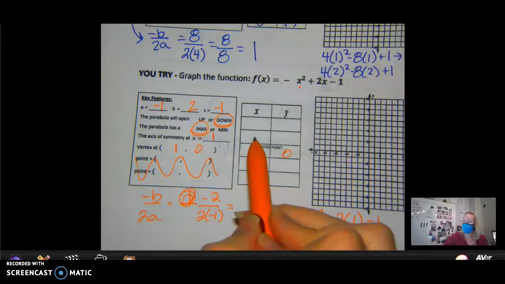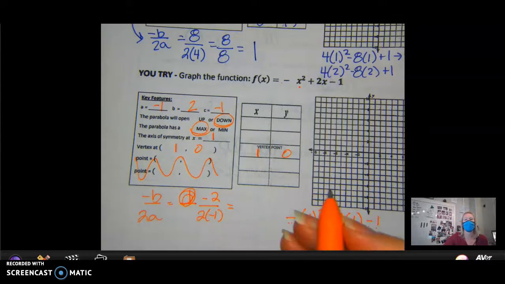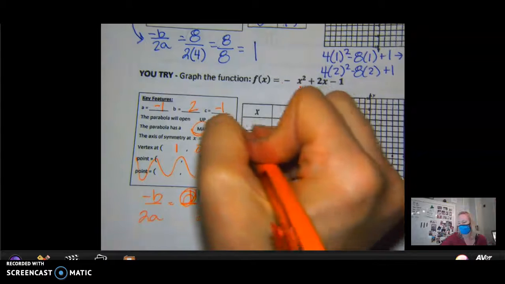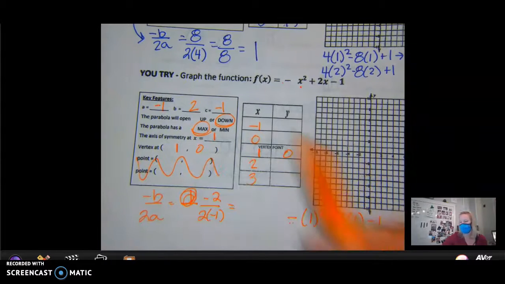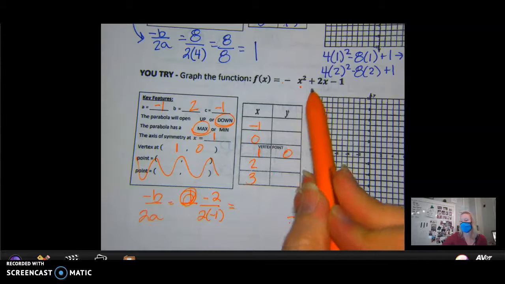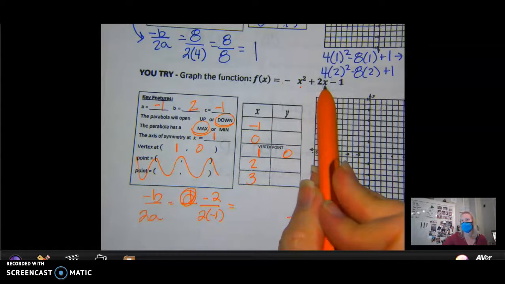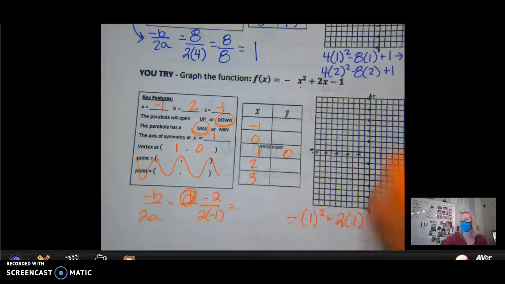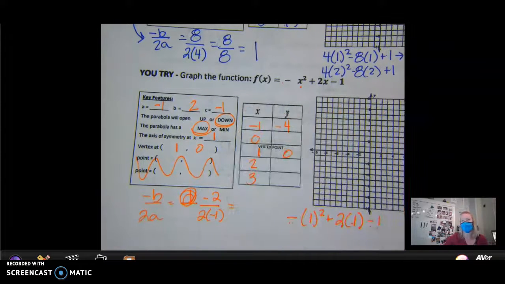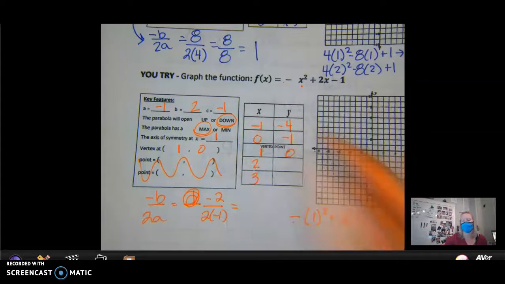So what would go on my x's? What other numbers do I need to put in my x's? 0, -1. What else? 2 and 3. All right, so if I plug in -1, -1 squared is 1, throw on the negative, right? So now I have -1. 2 times -1 is -2. So -1 plus -2 is -3. -3 minus 1 is -4. 0 just equals 0. So that's 0 minus 1. So it's just -1.